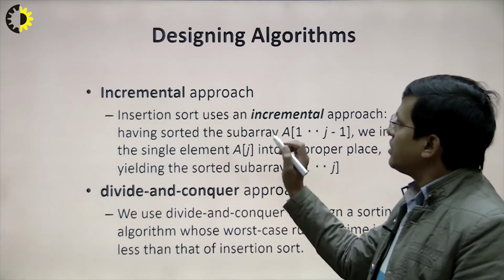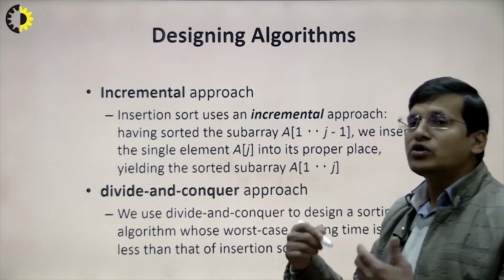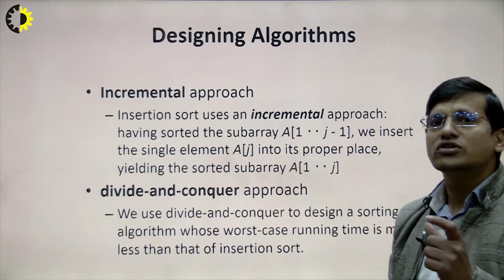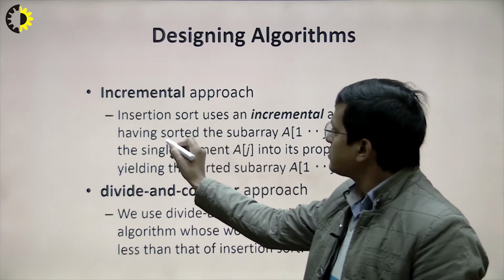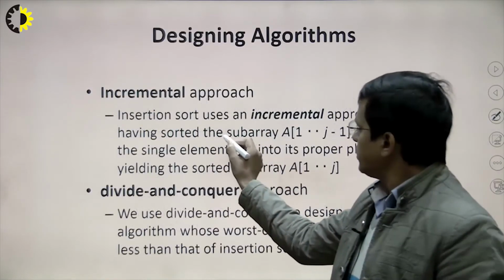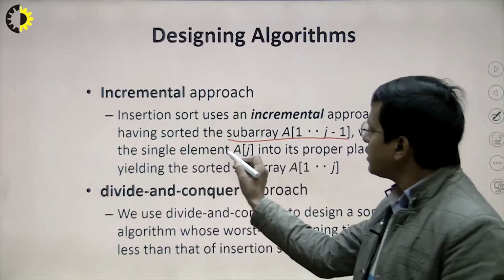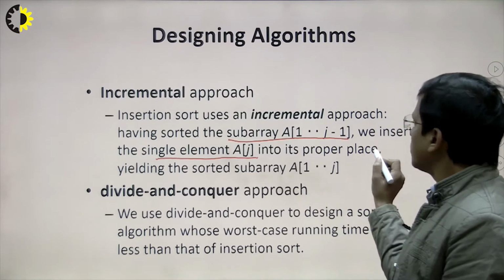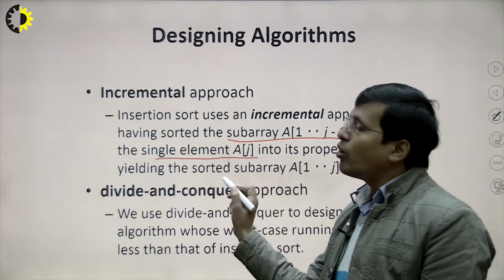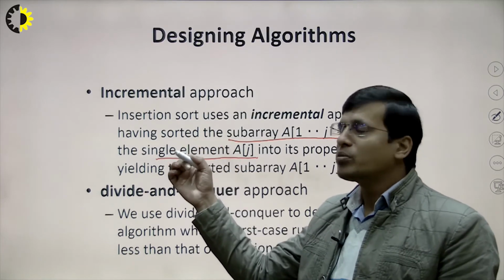In insertion sort, we are going to insert a particular element into the previous sub array, and the previous sub array is sorted. So here is a sub array, right? And this is the sorted array, and now we are going to insert a single element, that is aj, into the sorted array at its proper place, right? So we have already discussed that insertion sort is the incremental approach, right?